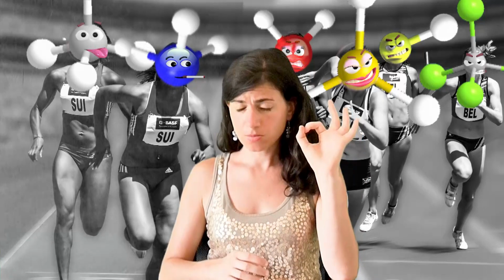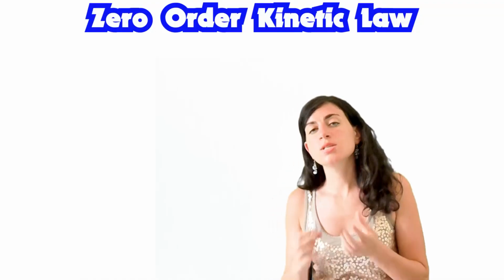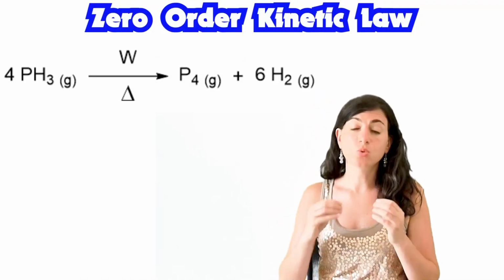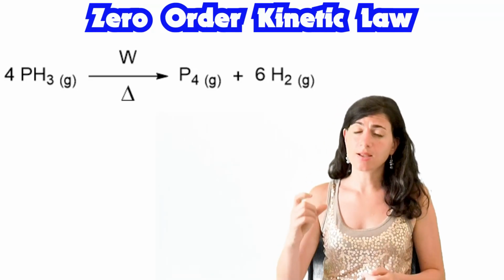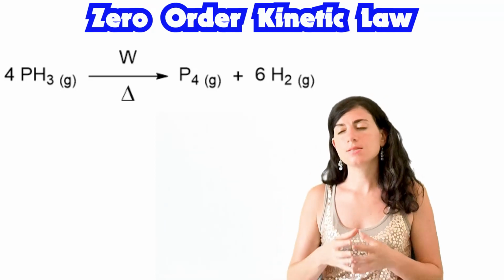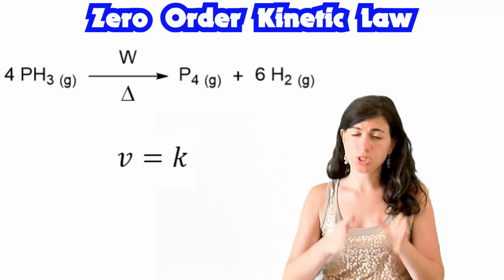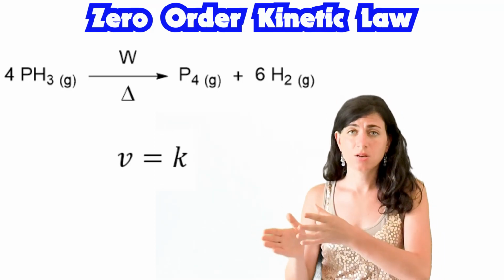So, as we have already seen, the order of a reaction can be a fraction, as we saw for the decomposition of acetaldehyde, or it can be an integer. However, there are also reactions which have 0 as order. It's quite unusual, but it can happen with heterogeneous reactions, such as the decomposition of phosphine on tungsten while heating at higher pressure. This reaction has the following kinetic law, which is V equal to K.